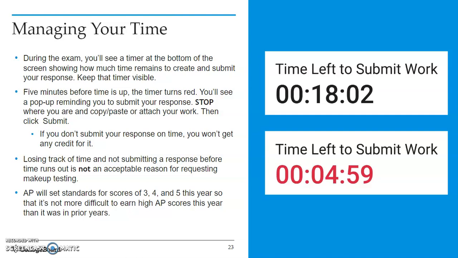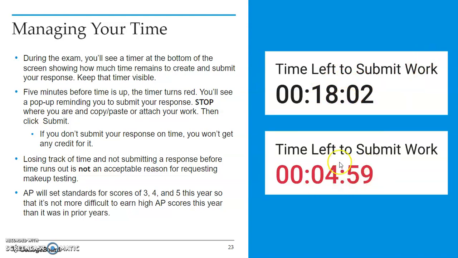Next, during the exam, you'll see a timer at the bottom of the screen showing how much time remains to create and submit your response. Keep that timer visible. Five minutes before time is up, the timer turns red. You'll see a pop-up reminding you to submit your response. Stop where you are, copy or paste or attach your work, then click submit. If you didn't submit your response on time, you won't get any credit for it and you'll likely get a 1. This is exactly what it'll look like. For the 20 or 15 minutes, it'll look like this.